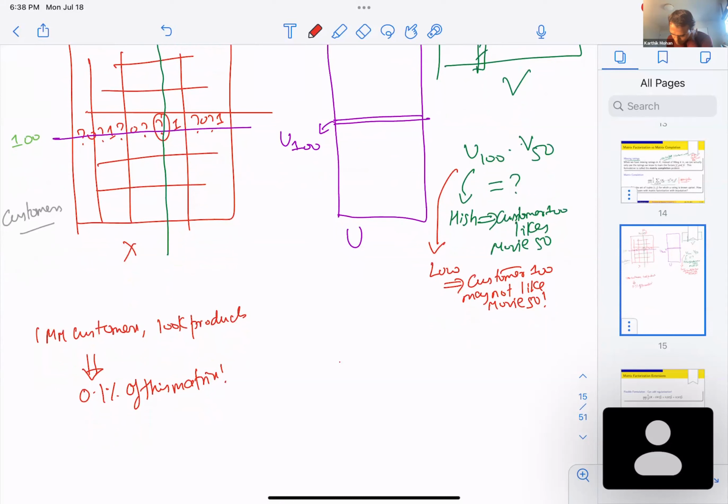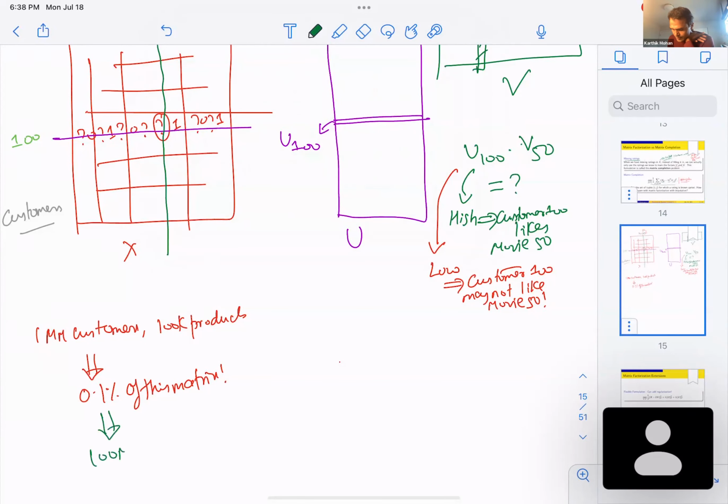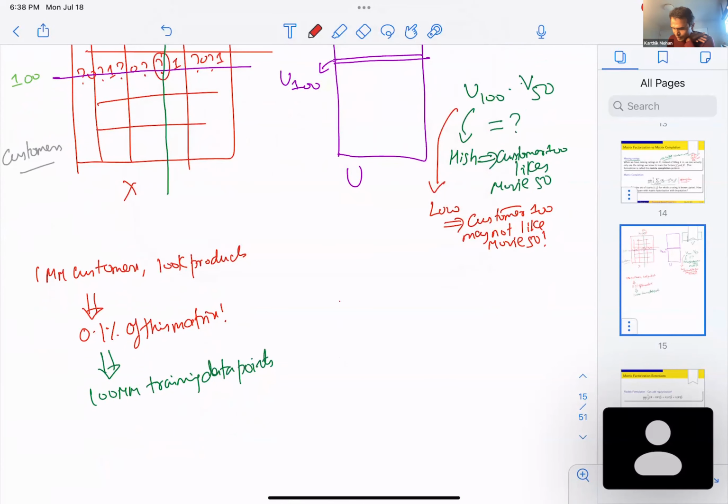So 0.1% gives you 1 over 1,000. So wait, how much is this again? We said it was 100 billion, right? So 100 billion, yeah. 0.1% of this matrix gives us 100 million training data points. And okay, so if this is 100 million training data points, what does the test data points size look like?